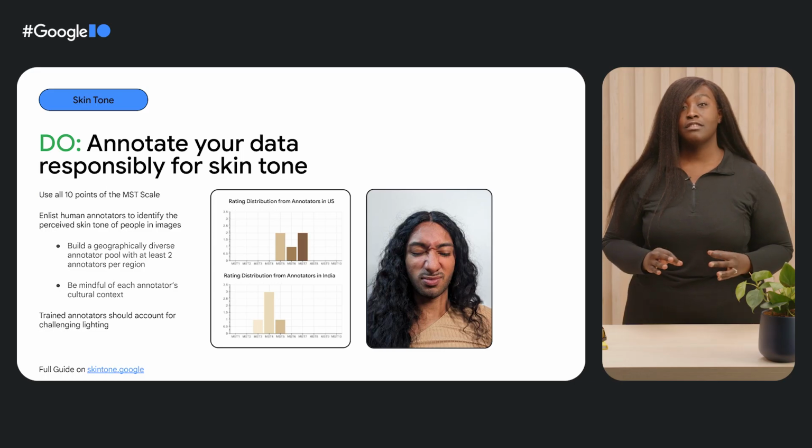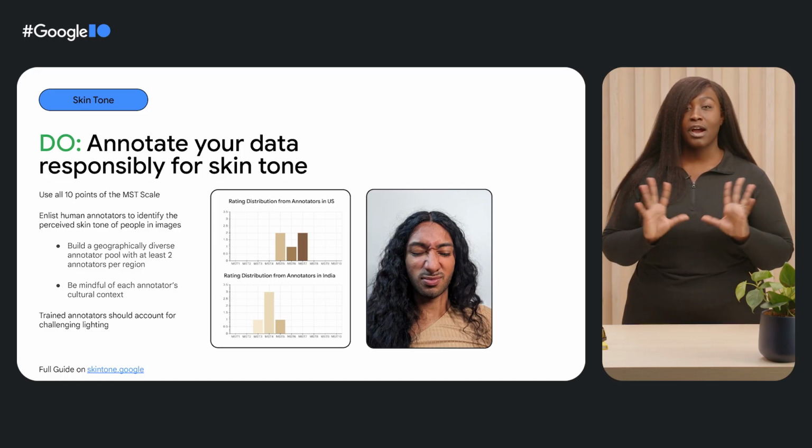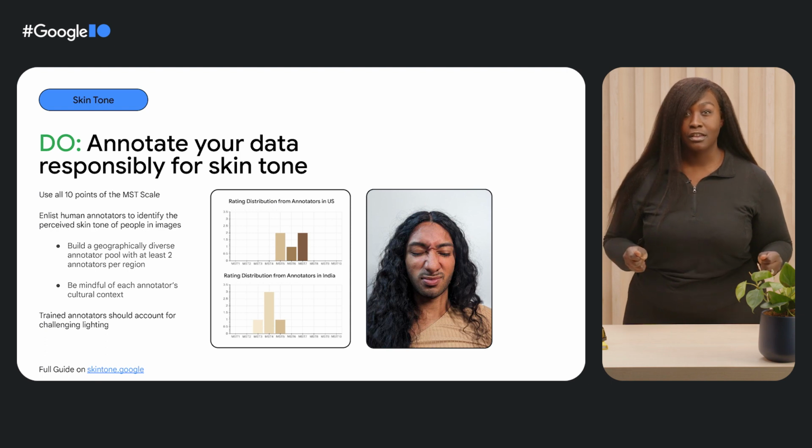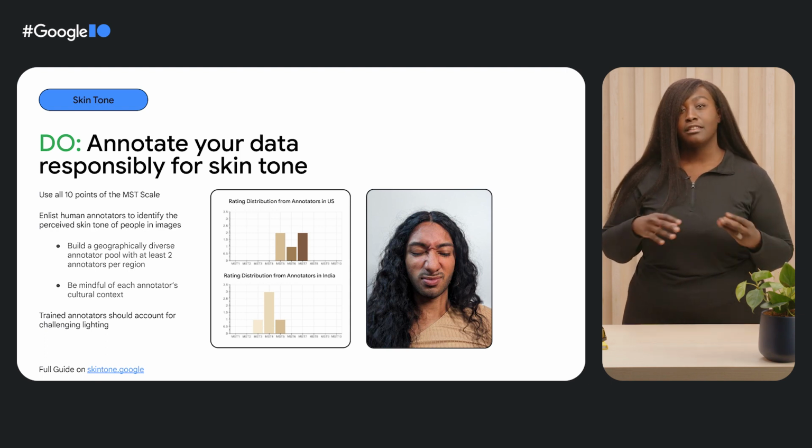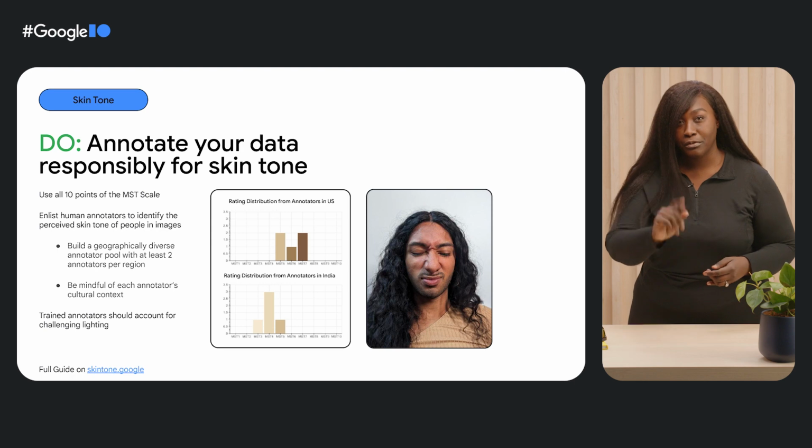In addition, we found that 2 raters per region reduces the variation in global consensus. Given this, we suggest enlisting a geographically diverse set of annotators within one region and at least getting 2 raters per region. Lastly, we urge practitioners to take lighting into account when rating data on skin tone, as lighting plays an important role in perception. Find this research and more on skintone.google.